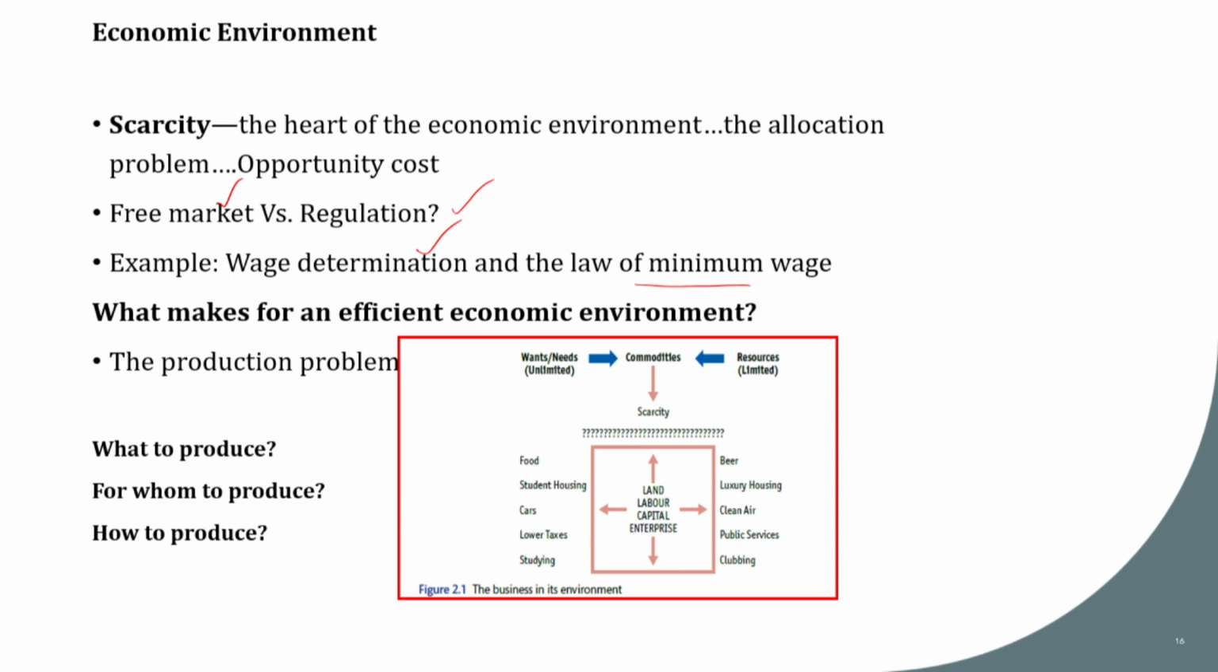In the free market economy, the three main production problems, what to produce, for whom to produce, and how to produce, are all determined by the market in the case of a capitalist economy. But in the case of a socialist economy, all these problems are answered by the government: what to produce, for whom to produce, and how to produce.